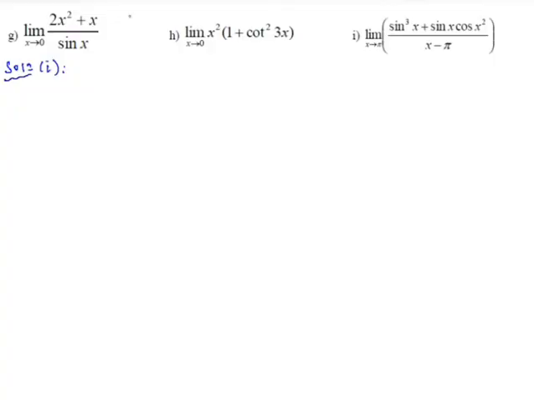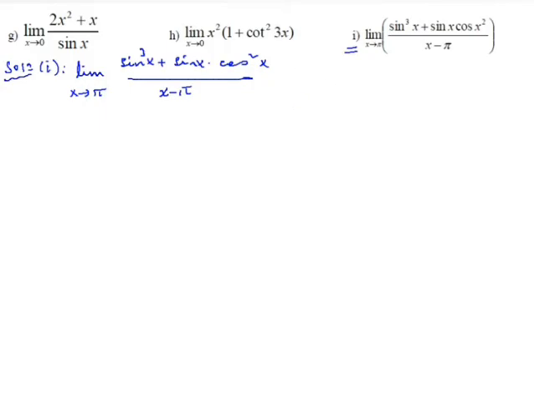Now we are going to evaluate the limit for this expression in I. The limit is the limit of sine cube x plus sine x times cos square x over x minus pi as x approaches pi. Now if you directly substitute x equals pi everywhere, you get 0 over 0, which is indeterminate. So either we use L'Hopital's rule or another simplification technique.